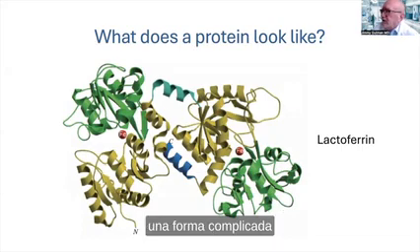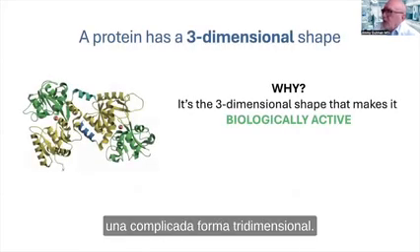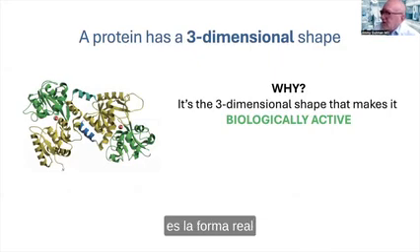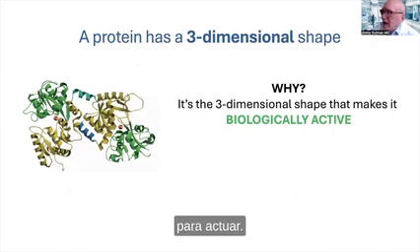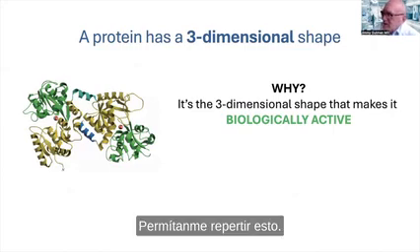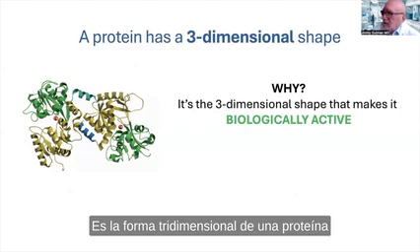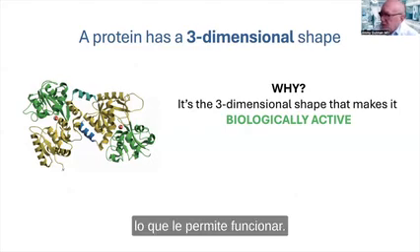Here we're looking at lactoferrin, one of the active proteins in Immunocal. We see that it has a complicated shape with bands and curls and strips and so on. And believe it or not, most proteins are actually more complex than even this. So lactoferrin has a complicated three-dimensional shape. This is important because it's the actual shape which gives it its biological activity to perform. Let me say that again. It's a protein's three-dimensional shape that allows it to work.